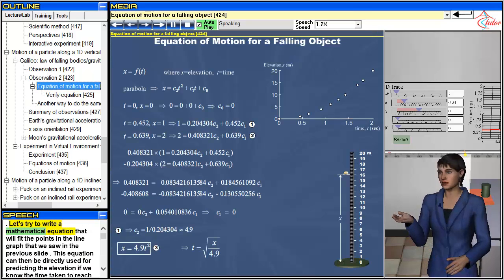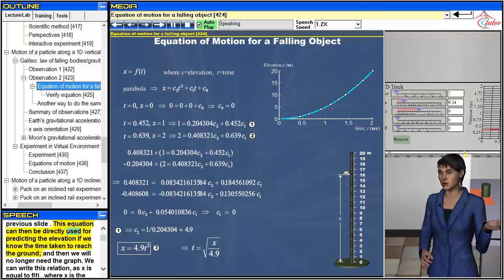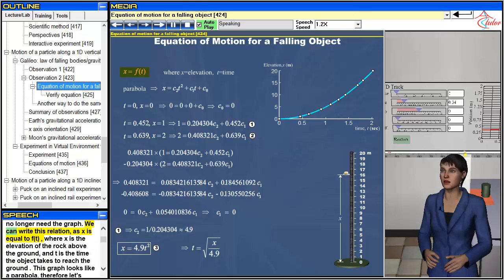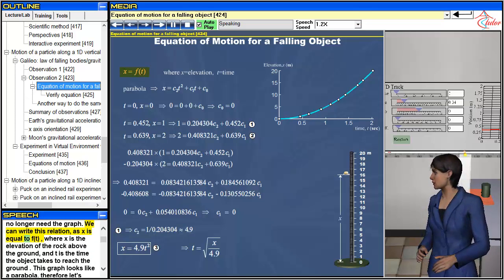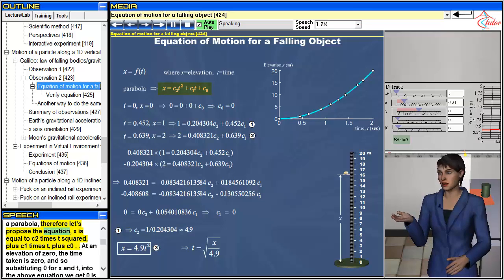Let's try to write a mathematical equation that will fit the points in the line graph that we saw in the previous slide. This equation can then be directly used for predicting the elevation if we know the time taken to reach the ground. And then we will no longer need the graph. We can write this relation as x is equal to f of t, where x is the elevation of the rock above the ground, and t is the time the object takes to reach the ground. This graph looks like a parabola. Therefore let's propose the equation, x is equal to c2 times t squared, plus c1 times t, plus c0.